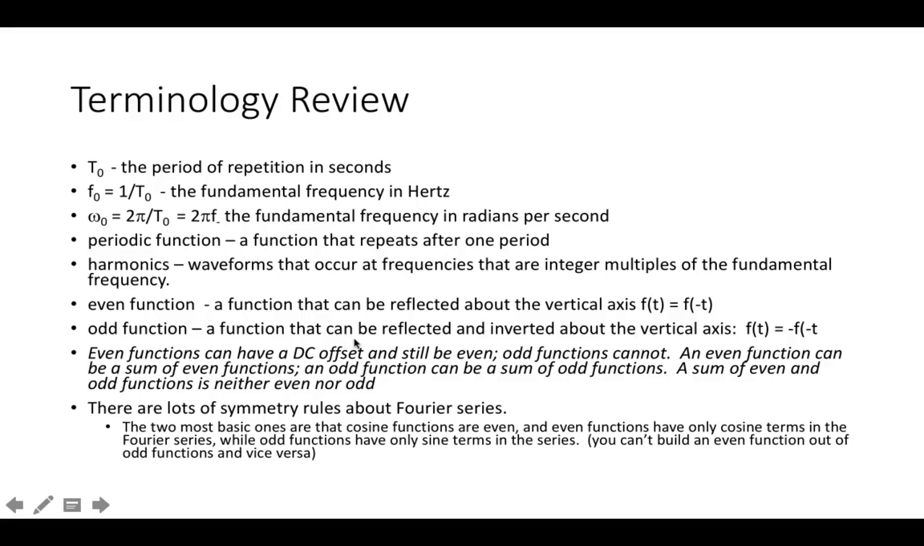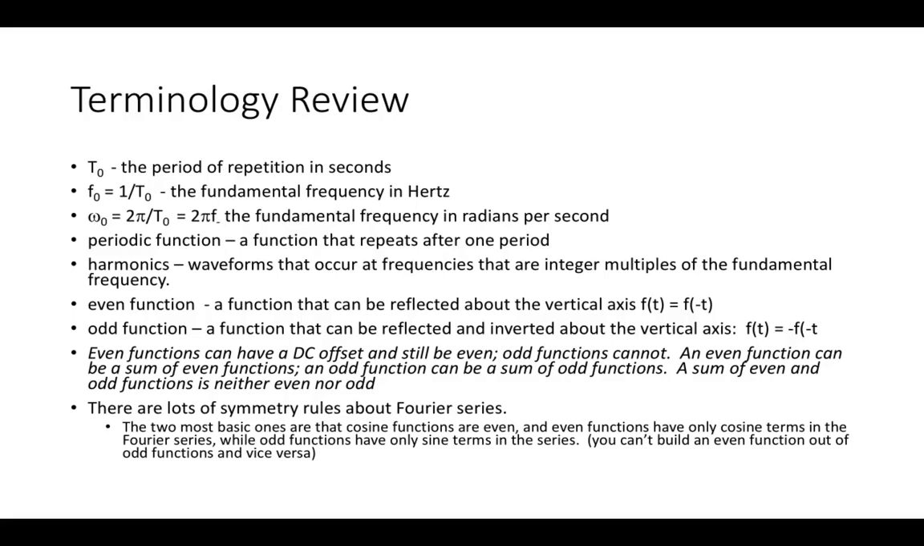Periodic function, once again, another term, is a function that repeats after one period. Harmonics are waveforms that occur at frequencies that are integer multiples of the fundamental frequency. And let me say the fundamental frequency does not actually have to be present in the Fourier series. So it's possible to have a Fourier series that includes the integer multiples, but doesn't include the actual fundamental itself. It can have a coefficient of 0. That is very unusual. You would almost never see that, but it's mathematically not impossible.